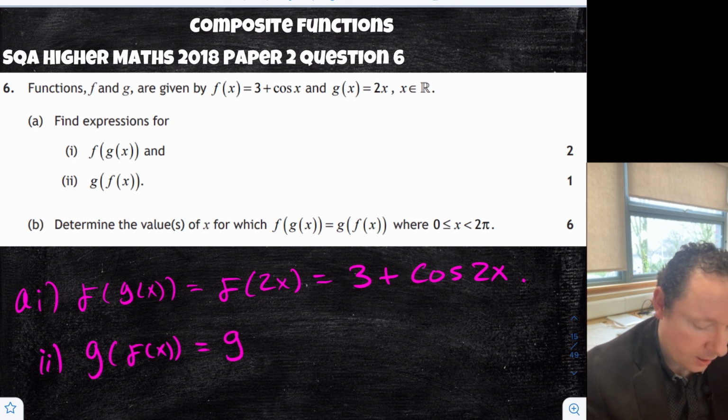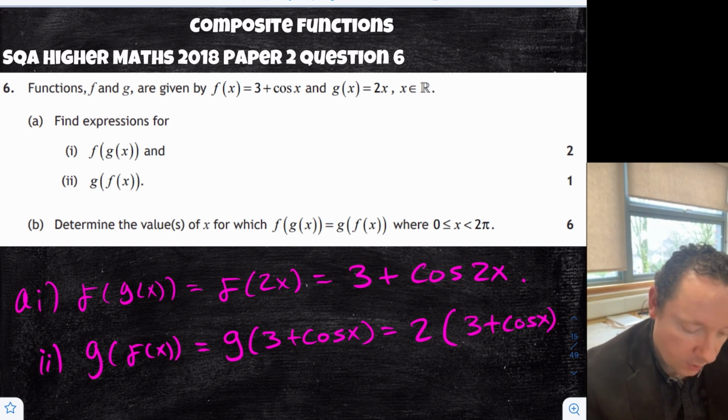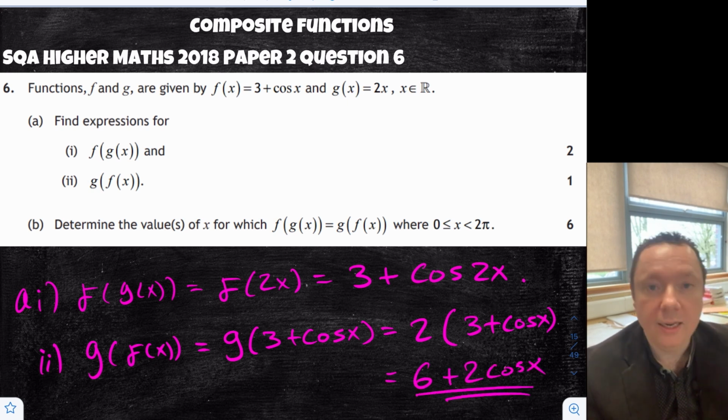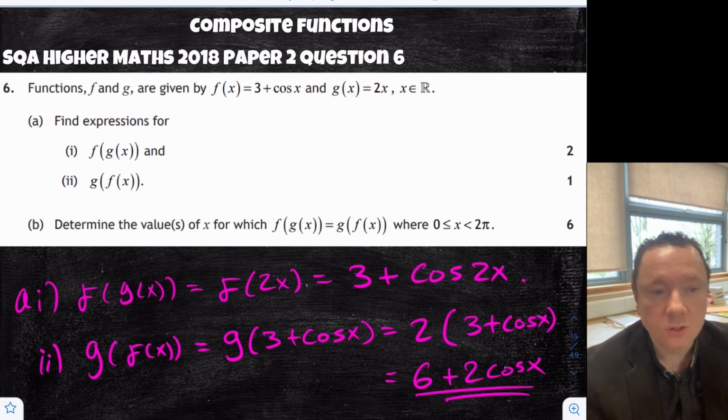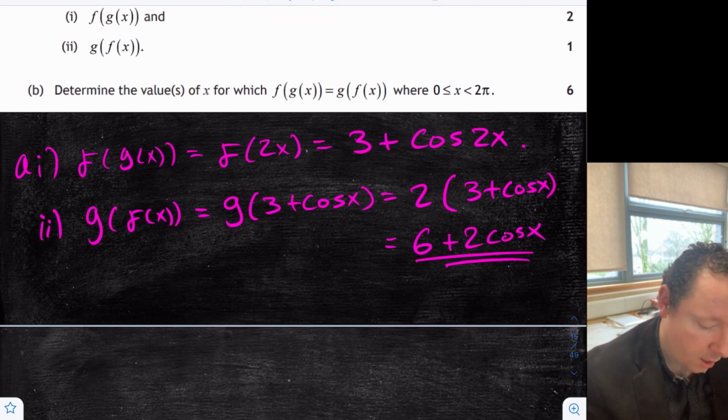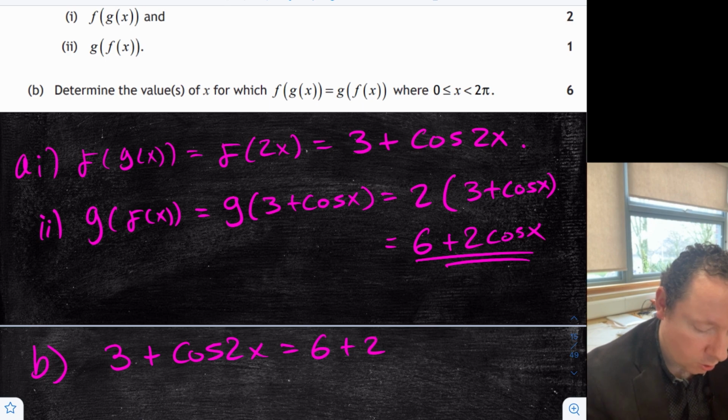And for part 2, g of f of x. So every time I see an x in g, I write f of x for x, and f of x is 3 plus cos x. So it's g of 3 plus cos x. g is 2x, so that's 2 times (3 plus cos x). And we can tidy that up a little bit by multiplying the bracket out to get 6 plus 2 cos x, and we're done there. Part B says determine the values for which f of g of x equals g of f of x. So just make them equal to each other. So for part B, we're saying that 3 plus cos 2x equals 6 plus 2 cos x.